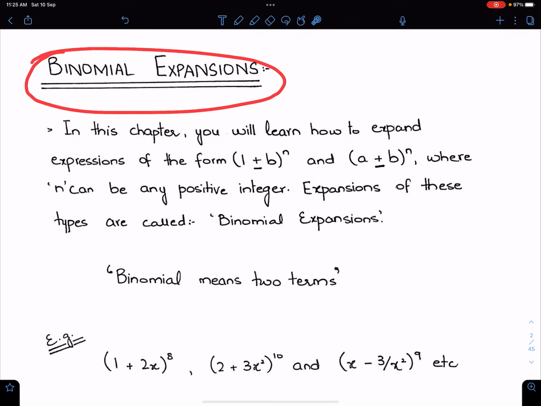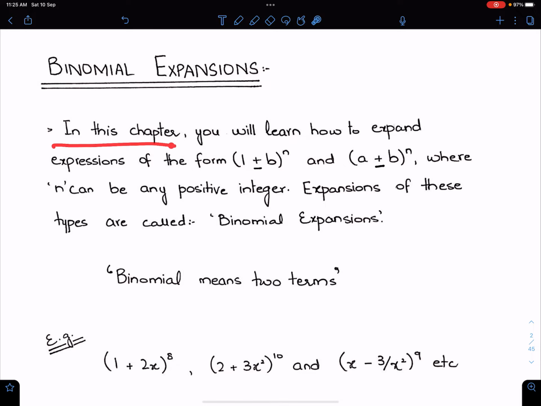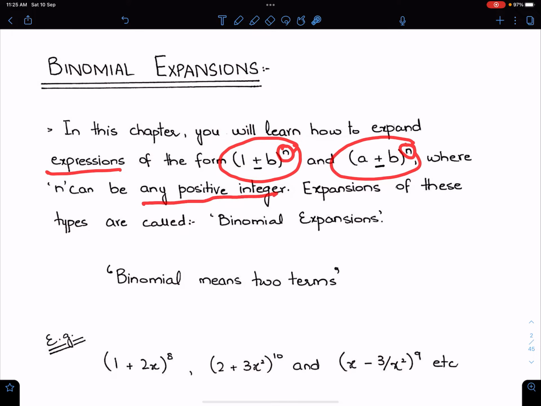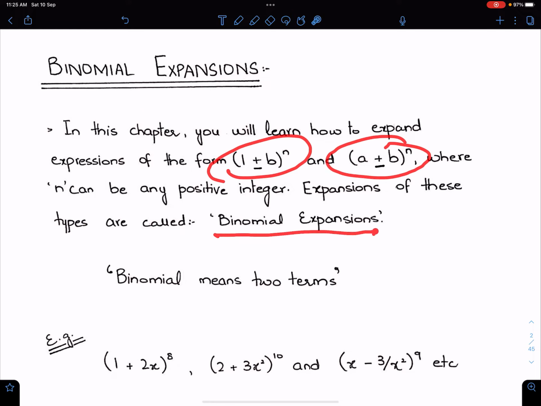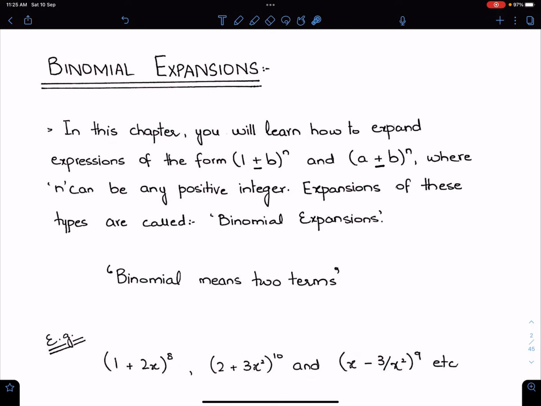Binomial expansions. In this chapter, you will learn how to expand expressions of this form and this form, where n can be any positive integer. Expansions of these types are called binomial expansions. The word binomial means two terms.